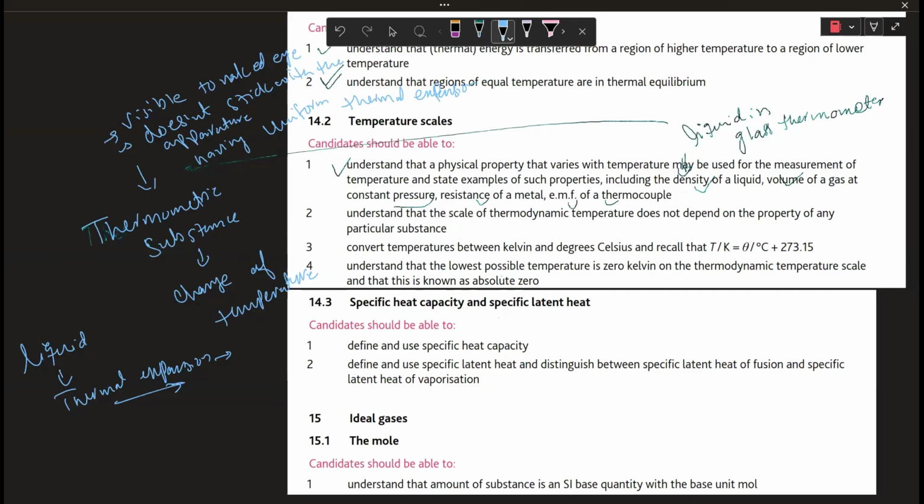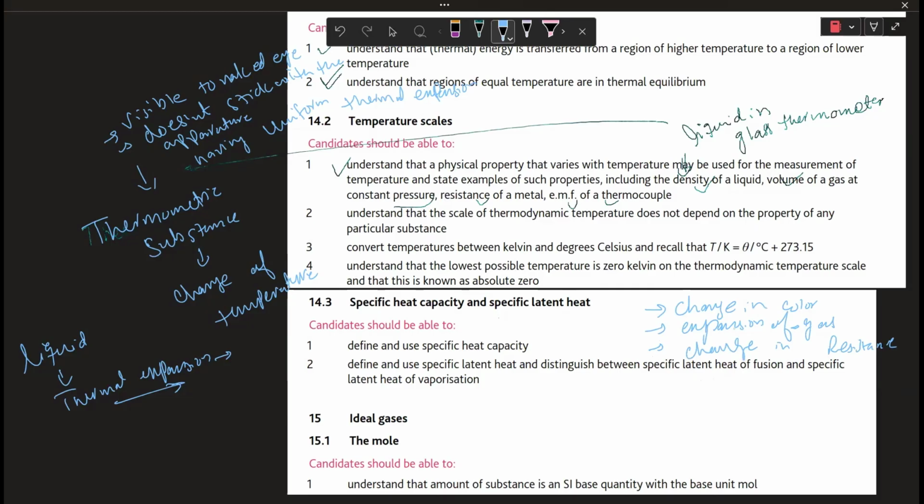So we can get the idea of change in temperature by how many properties? We can get the idea by change in color of a substance, which will let us know that the temperature has changed. Expansion of gas, or expansion of anything, okay? Or change in resistance.